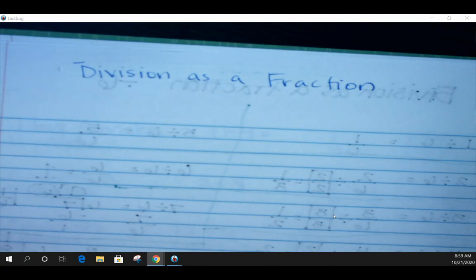All right, so we're doing division as a fraction. We're going to do today 8, was it 8, 10, and 12? 8, 10, and 12, and then we're going to try to do some bigger numbers as well, just so that you are ready.